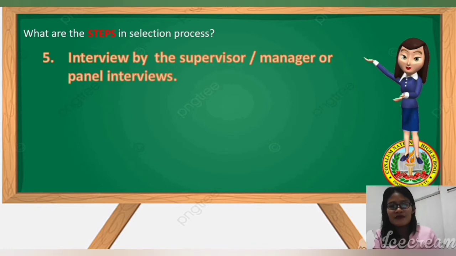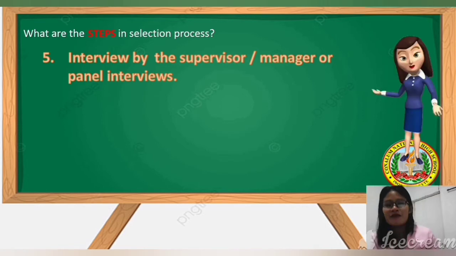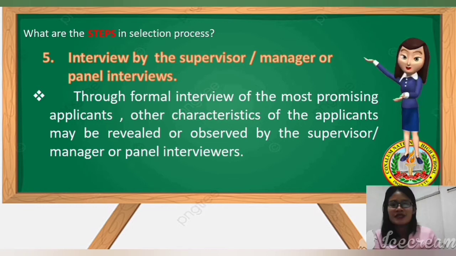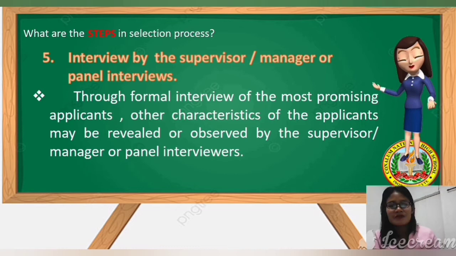The fifth step is interview by the supervisor, manager, or panel interview. So this time, since you are part of the shortlist in step 4, you will be interviewed by the supervisor or the manager through formal interview of the most promising applicants. So once you are interviewed, therefore you are a promising applicant. Other characteristics of these applicants may be revealed or observed by the supervisor, or manager or panel interviewers.